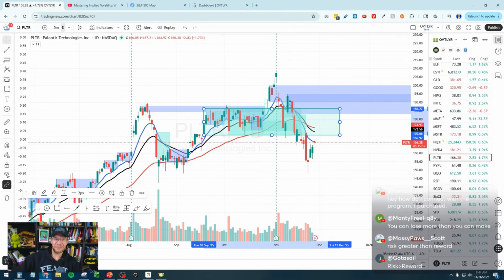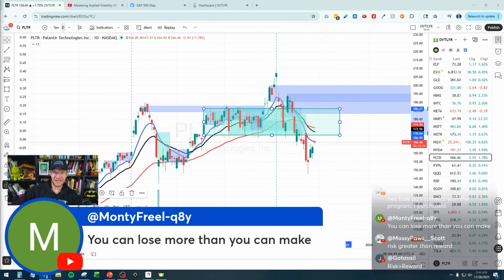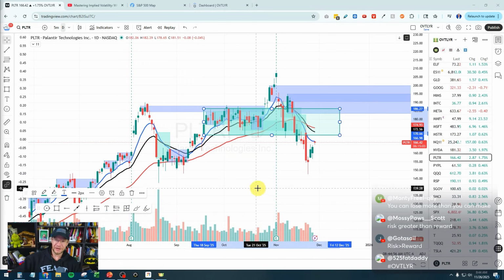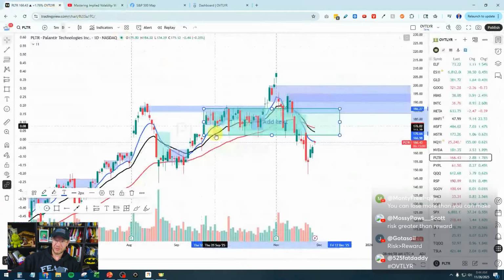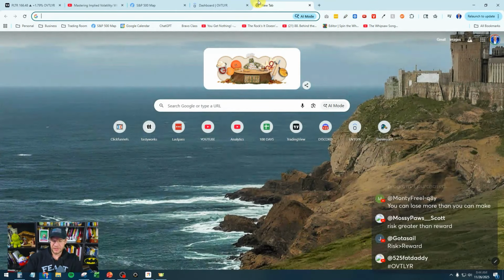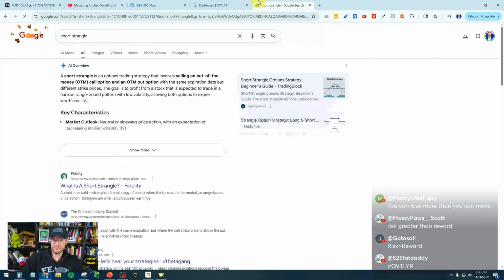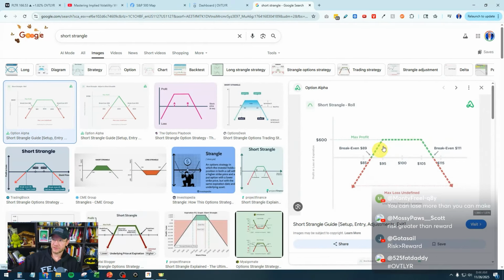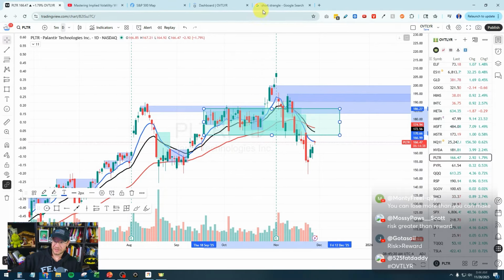Yeah. And Monty's point is exactly breaking the golden rule of leverage, which is never put yourself in a situation where you can lose more than you can make. Now, funny part about this is that when you do an at the money short strangle, the traditional theory is, oh, this is perfect. The traditional theory is that it goes up, down, or sideways, and you make money no matter what until you don't.